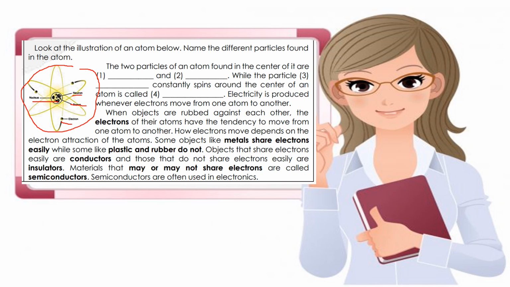So what do you think is the answer in number 1? Okay, that's right. That is what we call proton. Next, we have neutron. Then, electron. Take note, electron constantly spins around the center of an atom. Now, what do you call the center of an atom? Okay, that is what we call nucleus. So those are the missing words in our paragraph.